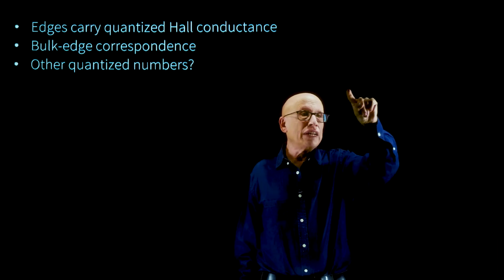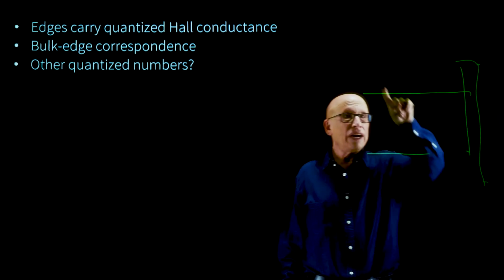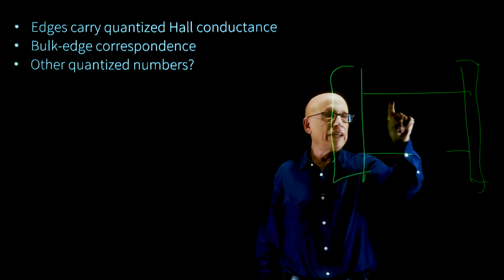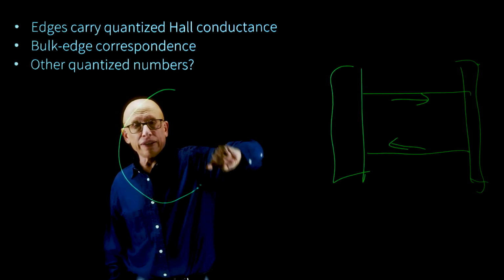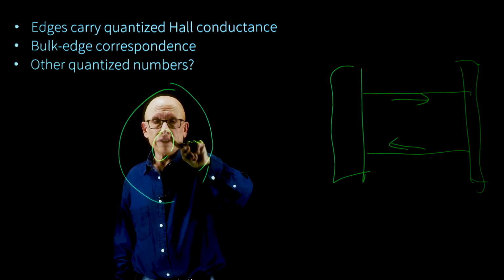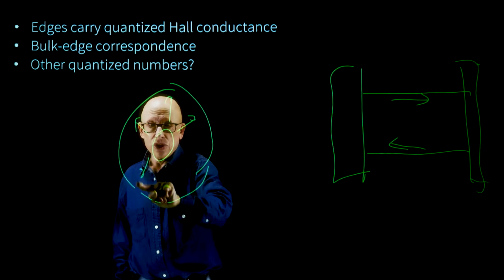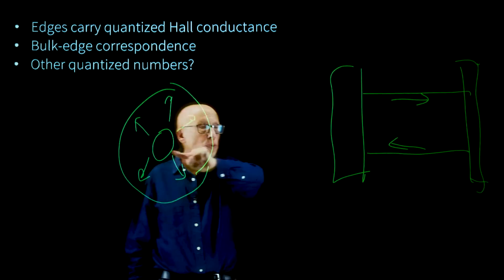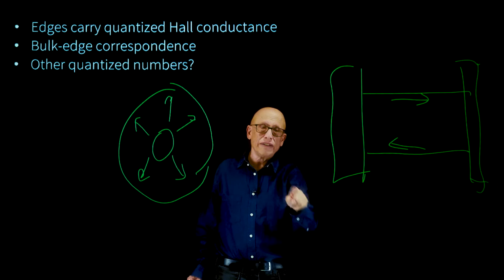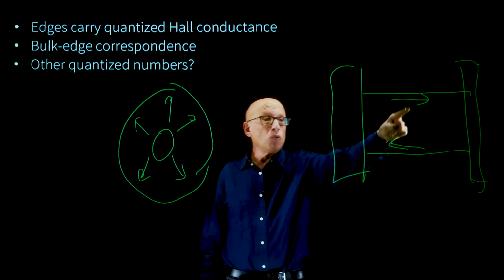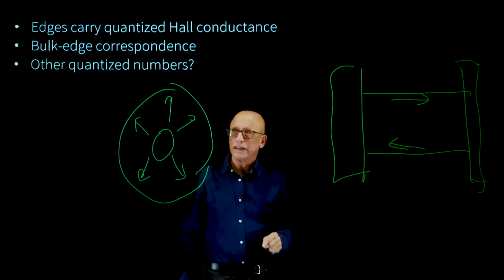We know that because we can take a sample where the edges are what carries the current, and we can take a sample where the current flows in the bulk because it flows radially between edges, a Corbino geometry, and those two will give us the same quantization of the Hall conductivity, even though one encodes the quantization in the edges and the other one in the bulk.